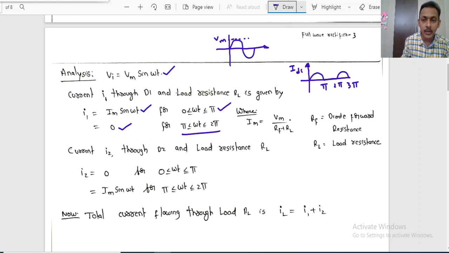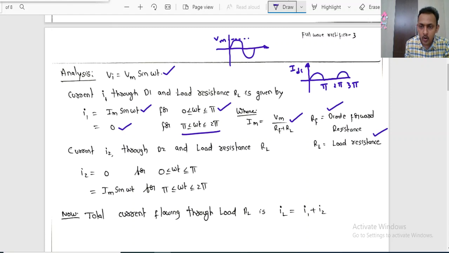Im is equal to Vm divided by Rf plus RL, where Rf indicates the diode forward resistance and RL indicates the load resistance.